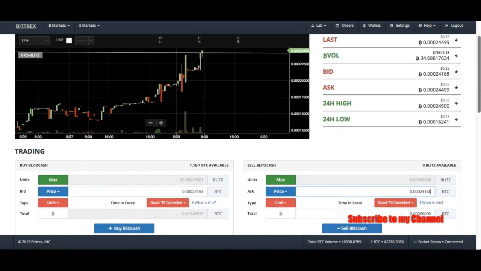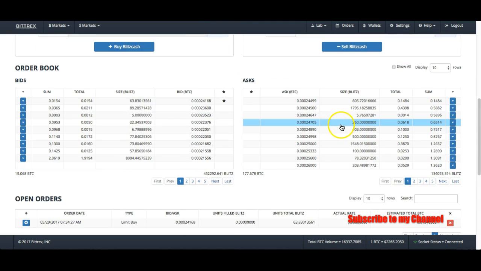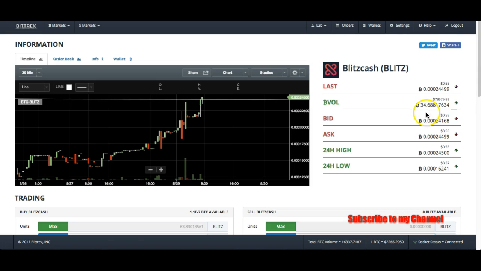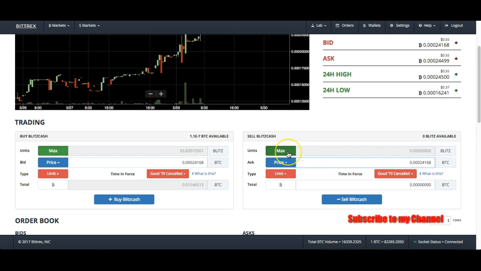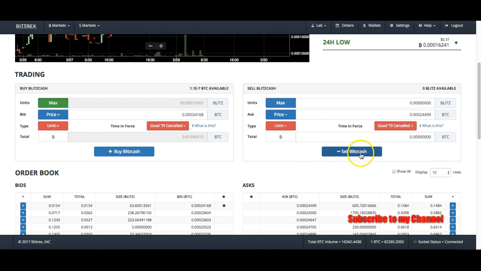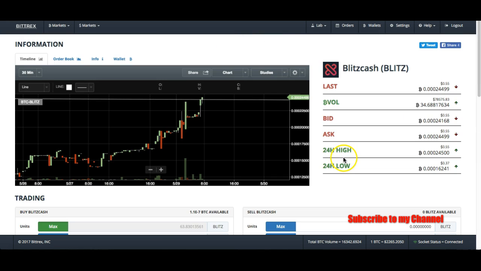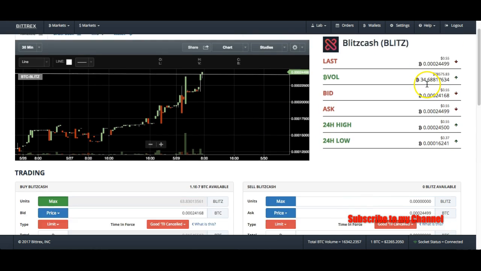Okay, so let's say you come back to your computer and it's at 28,168, then simply you can cancel your sell order, because you obviously don't want to sell there. You can go back in here and simply click max, and you're gonna put either last or bid. I normally just click last if I want to sell instantly, and I just sell my Blitz cash. Okay, and again, the order is gonna be down here. It could take 10-15 minutes, and that's pretty much it.